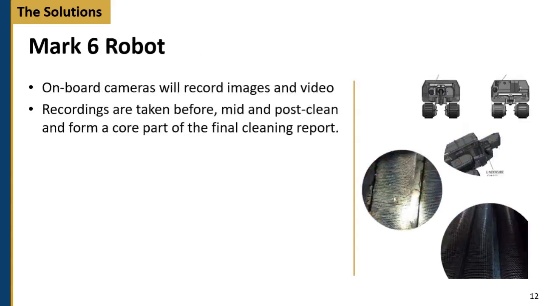So, onboard cameras, we've already discussed a bit about these. They record images and video of the cleaning process and any issues that might occur, such as blockages and warped tubes. Images and videos are always taken before, mid and post clean, as these are a core part of the final output report. You need to take them for it to output the report, in fact. The image on the right shows the position of the three onboard cameras. You've got the front, the rear and the underside.